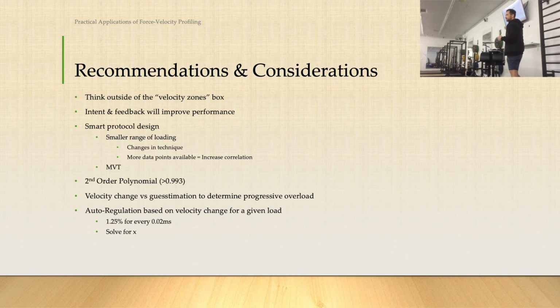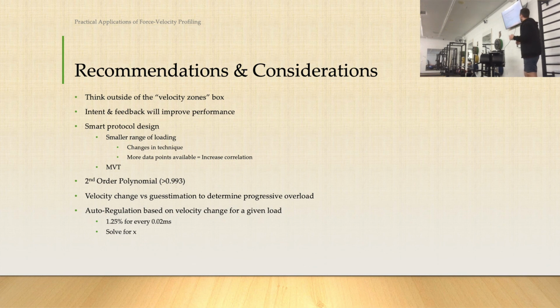And then you've got MPT, do you want to go to failure or not? I've utilised the second order polynomial because I've set up my template like that, and it creates a greater correlation. Think about whether you want to have a velocity change dictate your progressive overload, or more of a guesstimation, and then maybe use a combination of both. And then auto-regulation and velocity change for a given load, so you can either solve for X or solve for every 1.25% for every 0.02. It's really up to you how you want to do it.